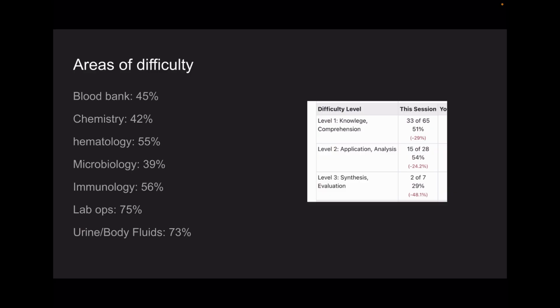Areas of difficulty. My lowest area was micro. Chemistry as well. And then level 3, synthesis and evaluation, was by far my hardest region in general. Lab operations, urine and body fluids, I'm good on, 70%. Hematology also was my highest of the big 4.